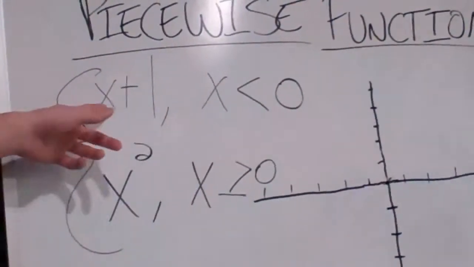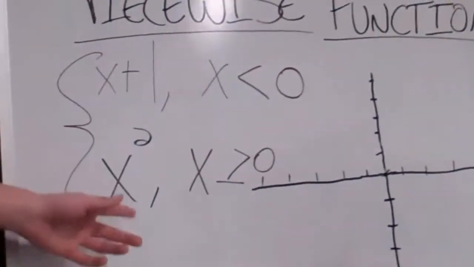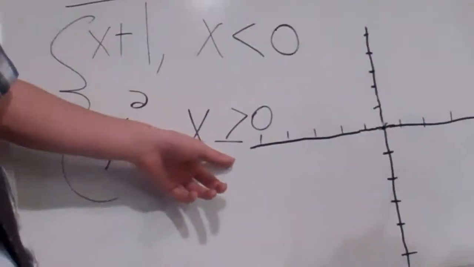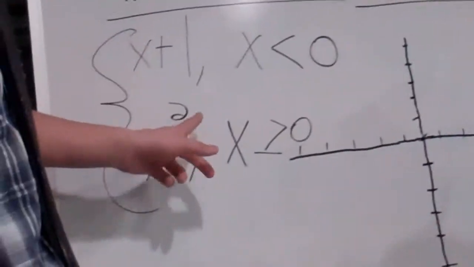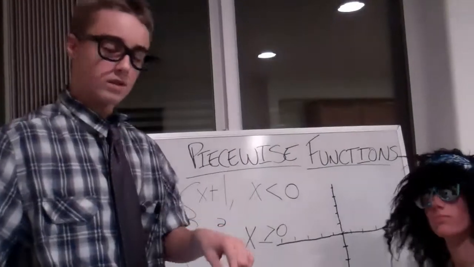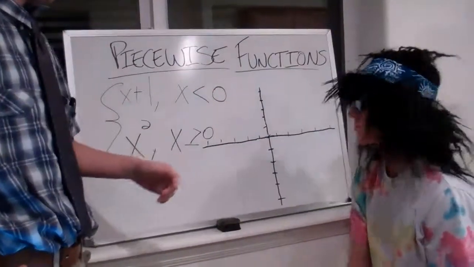Our top one is x plus 1 with a domain restriction of x is less than 0. Our bottom one is x squared with a domain restriction of x is greater than or equal to 0. Now this x squared means it's going to be a parabola, so it's going to be U-shaped. It can face up or downwards. How we're going to go at this is we're going to graph it first. Peace, graph it, please.